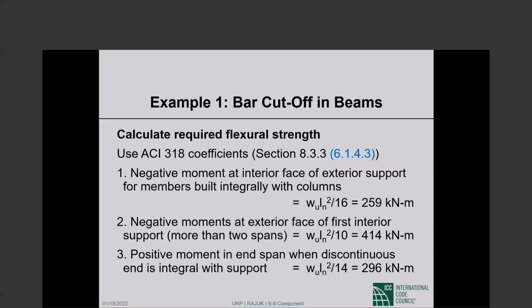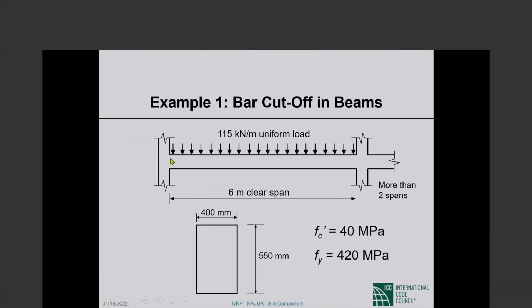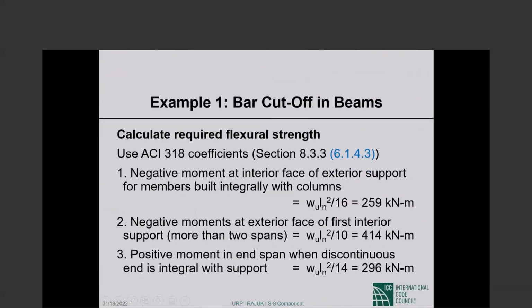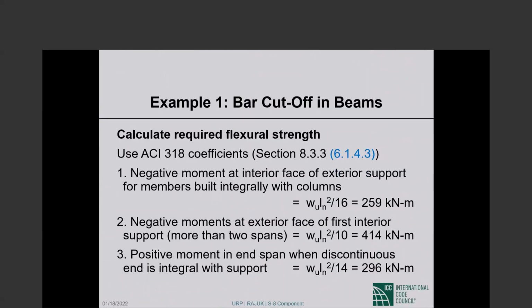So according to these ACI coefficients, negative moment at interior face of exterior support for members built integrally with columns. So negative moment at interior face of exterior support, bending moment here, is w_u l_n squared over 16, and that comes in our case to 259 kilonewton meters. w_u is the 115 kilonewton per meter. l_n is 6 meters, given. So the w is there, l_n is there. Okay, so 259 kilonewton meters.